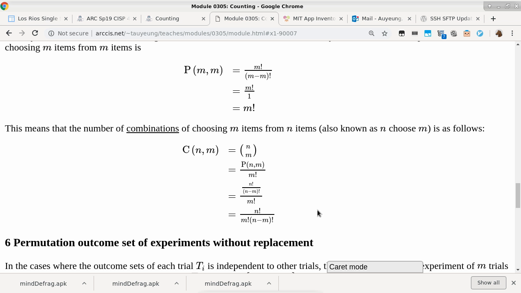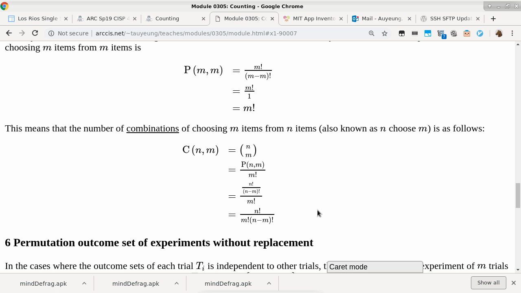And all we have to do is say, oh, there are m factorial ways to arrange m items, so there are m factorial quote-unquote duplicate items when we only look at the permutations. So the division will give you the actual number of ways to get the combinations. So in a combination, ordering is not important. Okay? In a permutation, ordering is important.